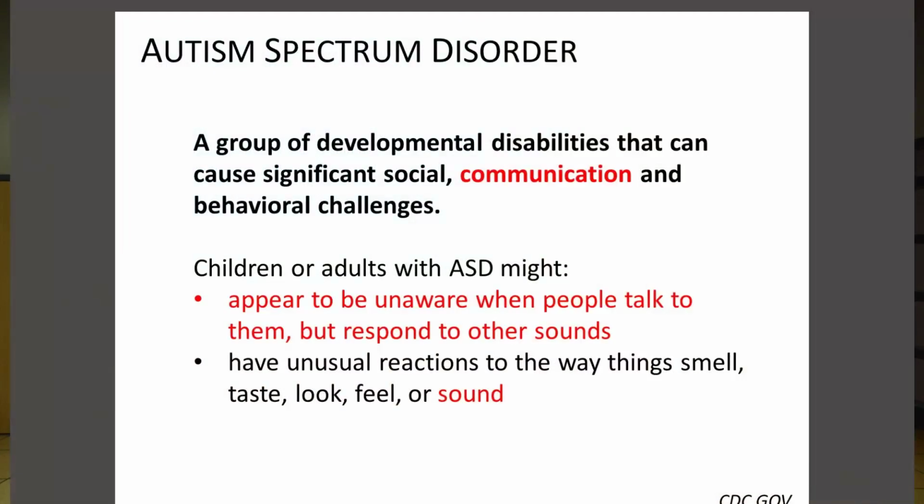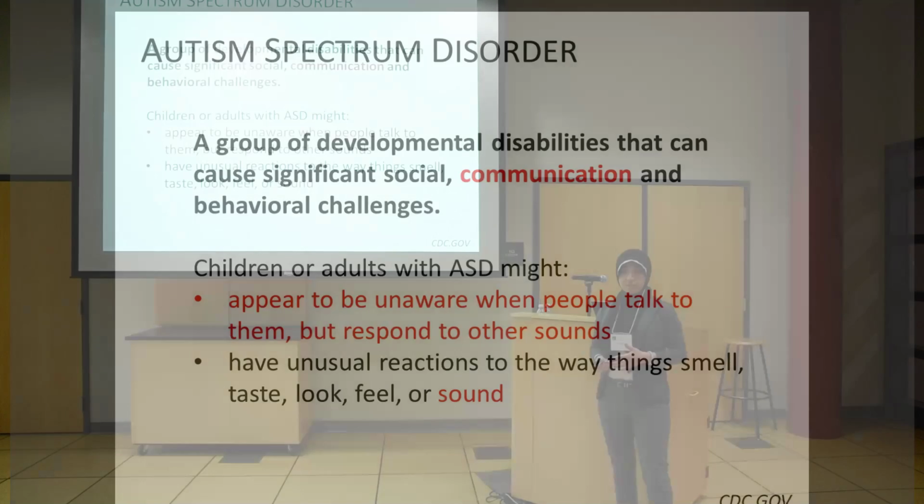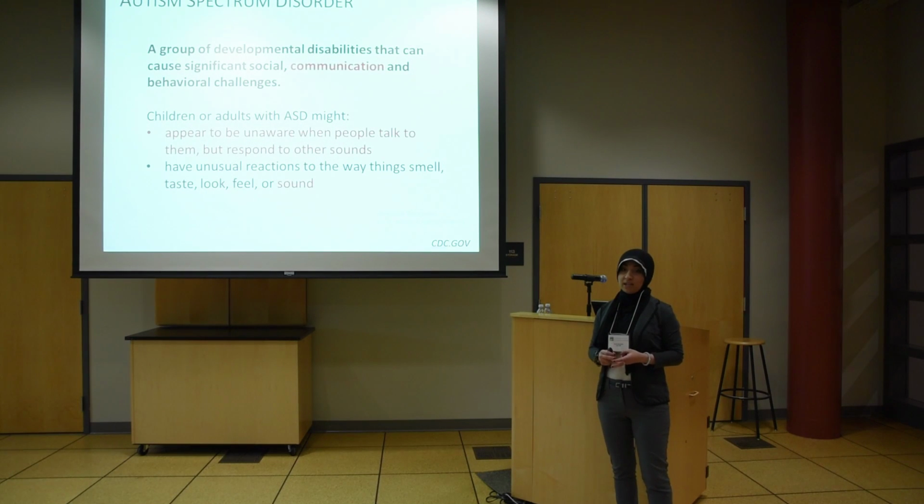So I want to start with a little bit of background on autism spectrum disorder. ASD is a developmental disorder that causes troubles with communication and interactions with other people. Now, individuals with ASD exhibit various signs and symptoms, including failing to respond when someone calls their name, although they may respond normally to other noises, and altered sensitivity to sensory inputs like light, touch, smell, and sound.